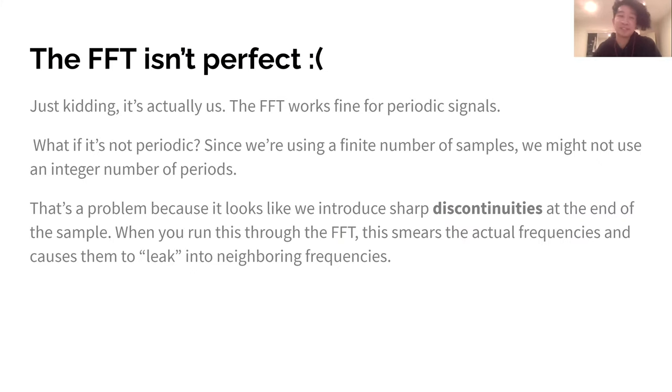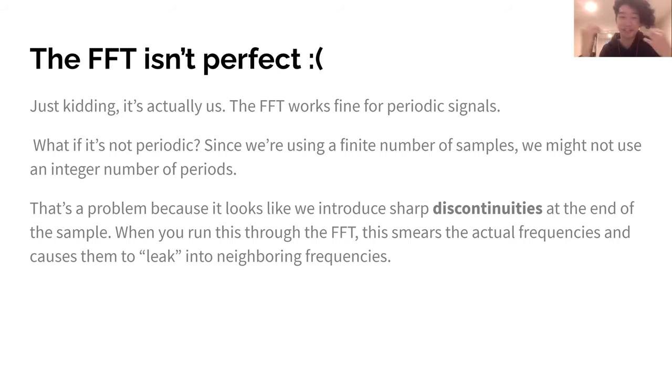The rationale behind windowing is that there are some problems that arise when you're using the FFT. If you remember way back to lecture 4, when we first talked about the FFT, we talked about how the FFT really likes to have periodic signals. But since we're using a finite number of samples, we might not be using an integer number of periods. That's a problem because when you stitch them together, you might have sharp discontinuities between each sample, and that will cause the frequencies to leak into neighboring ones.